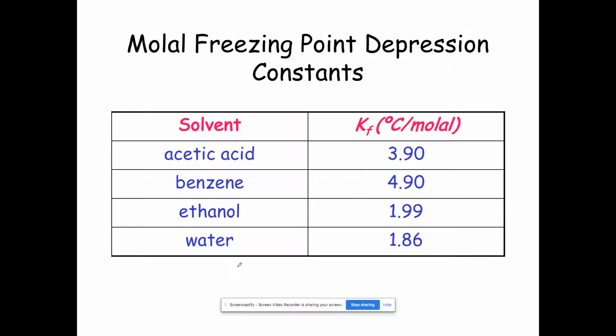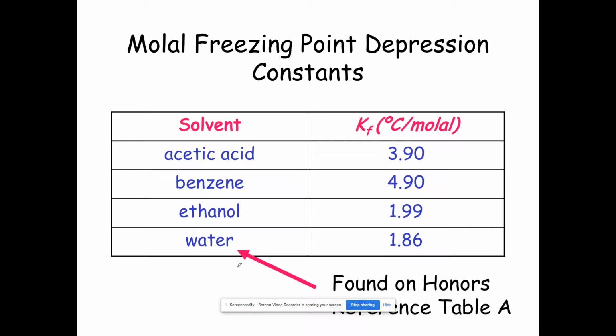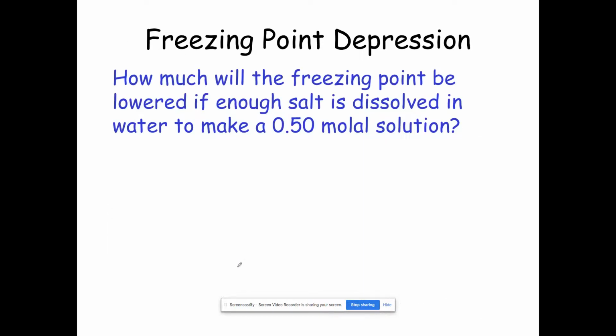compared to normal. So here are some rather common solvents: acetic acid or vinegar, benzene, ethanol, which is an alcohol, and water. This one is found on Honors Reference Table A. So for any calculation, it would be on Honors Reference Table A. Remember, this is not in the Regents, but this will be helpful. Okay, let's do a calculation. How much will the freezing point be lowered if enough salt is dissolved in water to make a 0.50 molal solution?